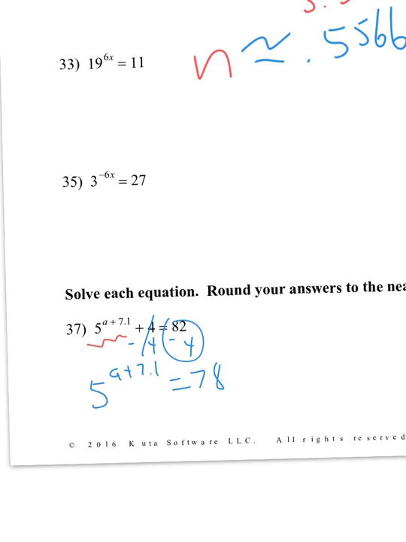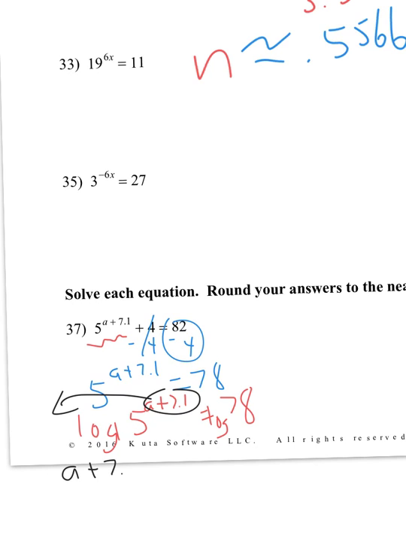Now, once we're down to just 5 to some power that's got a variable in it, I know it's got 2 terms, but we can do the log of both sides. So we're going to go the log of 5 to the a plus 7.1 equals the log of 78 on that side. So we're doing the log of both sides, so don't forget it on the other side. Now this a plus 7.1 comes down in front. So it's a plus 7.1.